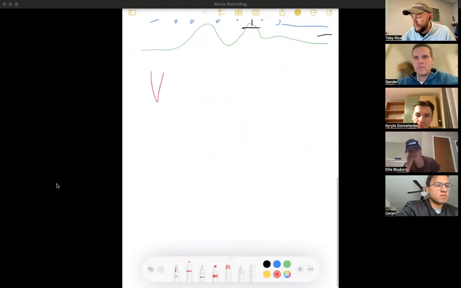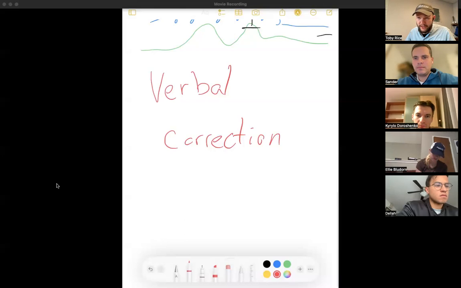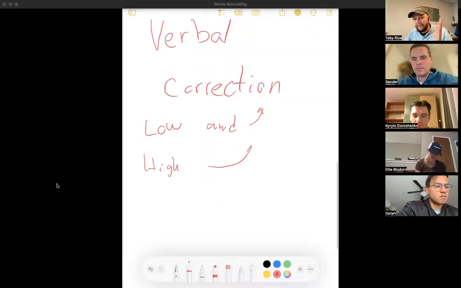You want to have verbal corrections on your check rides, verbal corrections, because the examiner does not know what you're thinking. They can only know what they see you do and what they hear from you. So I always say I'm low and correcting, or I am high and correcting, or I'm left, of course, right, of course, fast, slow. I'm pitched up, too high, too low, whatever.